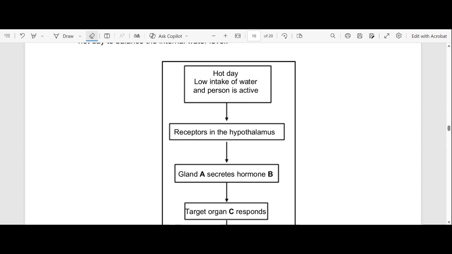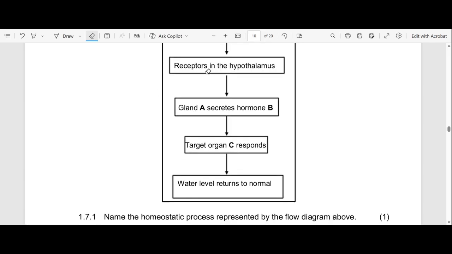into your blood or into your body. Okay, so it's a hot day. The receptors in the hypothalamus, remember, the receptors are called osmoreceptors, right? So the osmoreceptors in the hypothalamus are stimulated. They stimulate the hypothalamus. And the hypothalamus will stimulate gland A, rather than secrete. What is gland A? Gland A is the pituitary gland. Remember, the hypothalamus and the pituitary gland work hand in hand during osmoregulation.